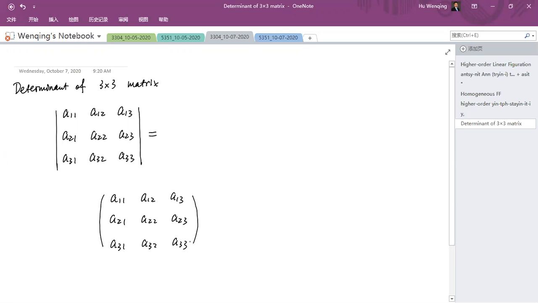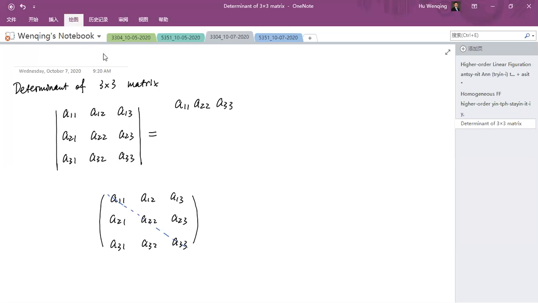Once you have the matrix, you're going to go from the upper left corner to the lower right corner and write a plus sign for the product. What does that mean? Let me use blue ink. That means I'm going to take these three terms and multiply them. If I multiply them, I reach A11, A22, and A33. So that's a plus sign.